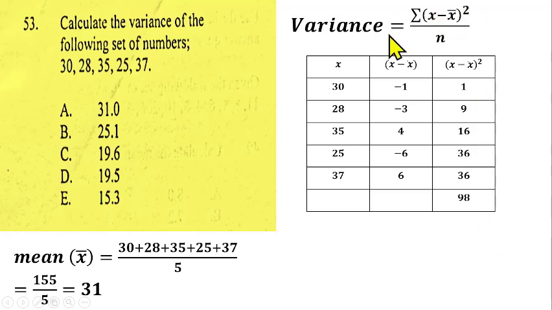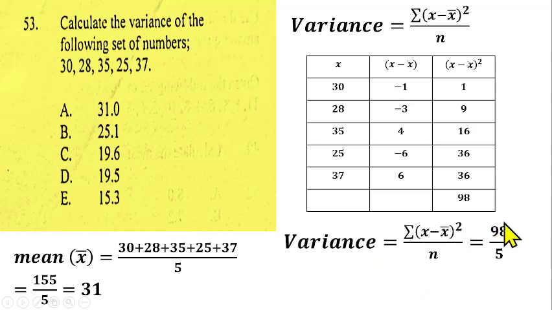So if you return this back into this formula, we have the variance to be equal to 98 over n, which is the number of data there, that is 5. So 98 divided by 5 gives us 19.6. So I think option C is the right answer for question number 53.